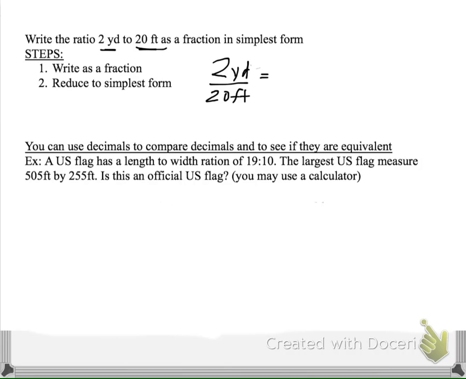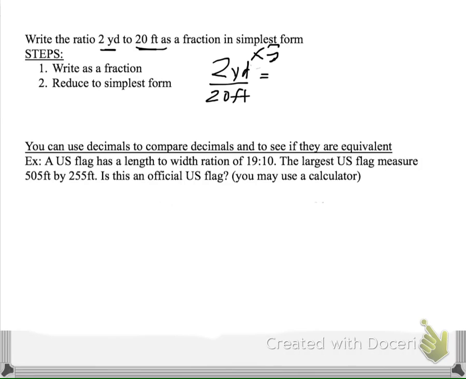I've written down the steps for you so you know how to do these when you're solving these problems for your homework. Ratio is a fraction, so I'm comparing yards to feet, so I'm going to have to do a little bit of conversion here. I'm going to make yards my numerator and feet my denominator. For the sake of reducing, I'm going to want to convert this. I know that there are 3 feet in 1 yard. So I'm going to multiply this by 3.